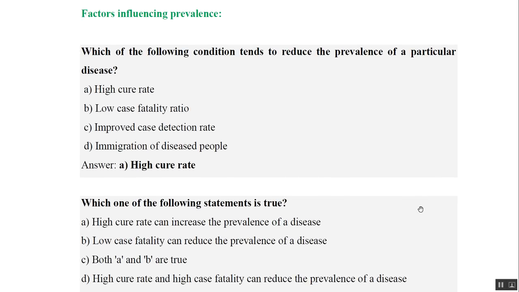Which of the following statements is true? High cure rate can increase the prevalence of disease. That is wrong, because high cure rate will cure the diseased population, so it will decrease the prevalence. Low case fatality will increase the prevalence, so the second statement is also wrong. Both A and B are wrong, so option C is also wrong. So high cure rate and high case fatality both can reduce the prevalence of disease. That is the correct statement.